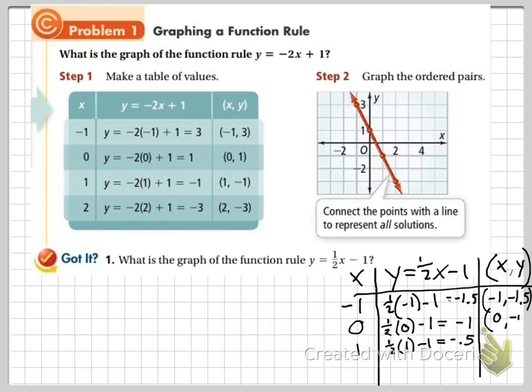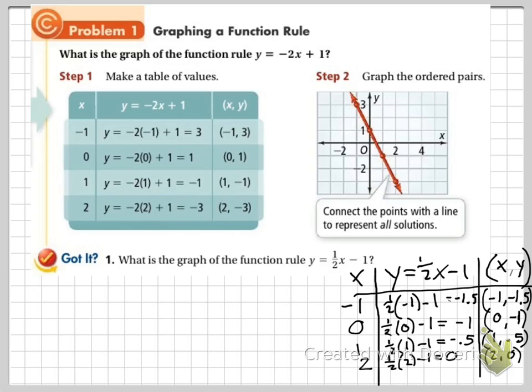Let's fill in our points. Let's just plug in 2 anyway. 1/2 times 2 minus 1. 1/2 times 2 is going to be 1, minus 1 is 0. So this is the point 2, 0. Okay, and then I'm going to graph it.